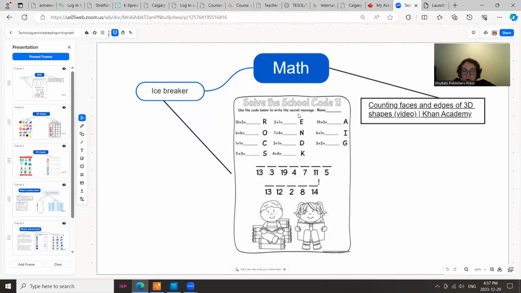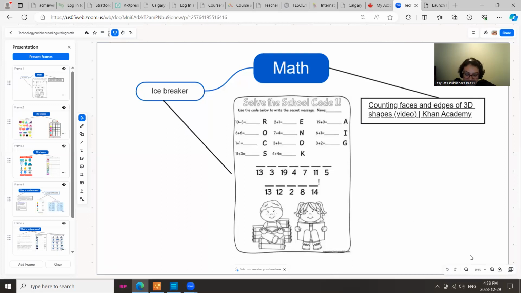Solve the school code. Use the code below to write the secret message. Okay, 10 plus 3. 13R. 6 plus 6. 12O. 1 plus 1. 2C. 11 plus 3. 14S. 2 plus 1. 3E. E equals MC squared.